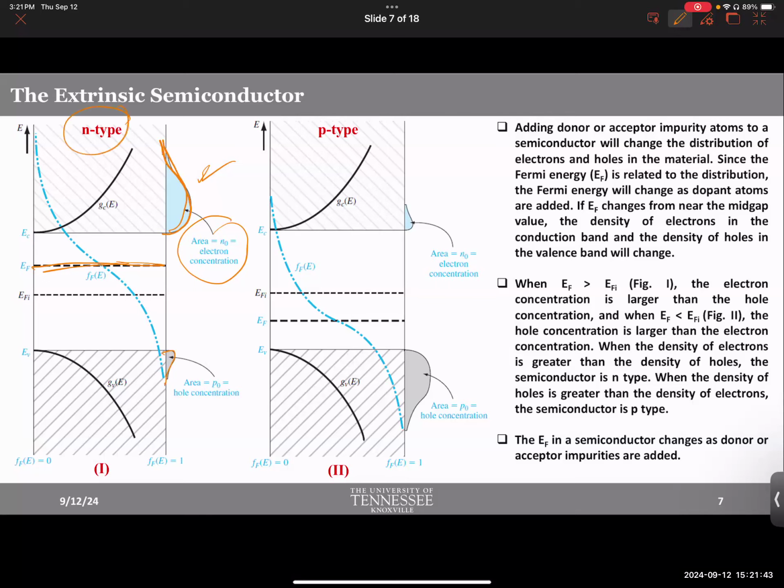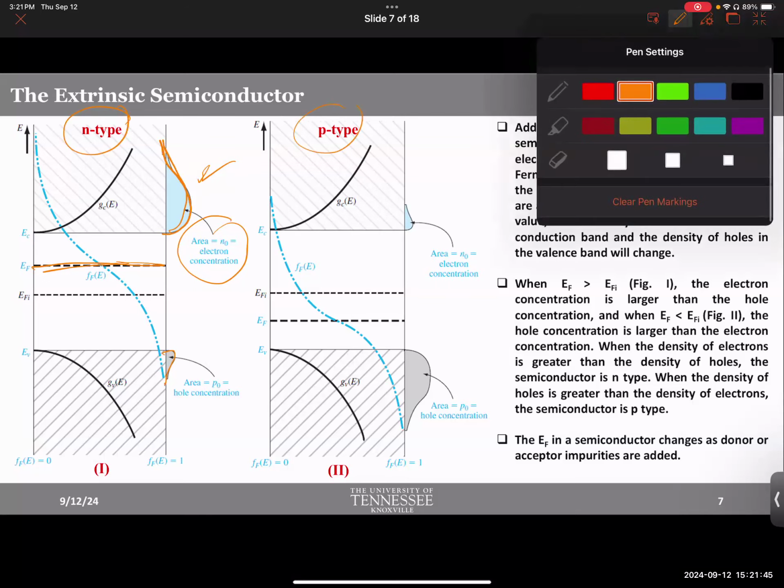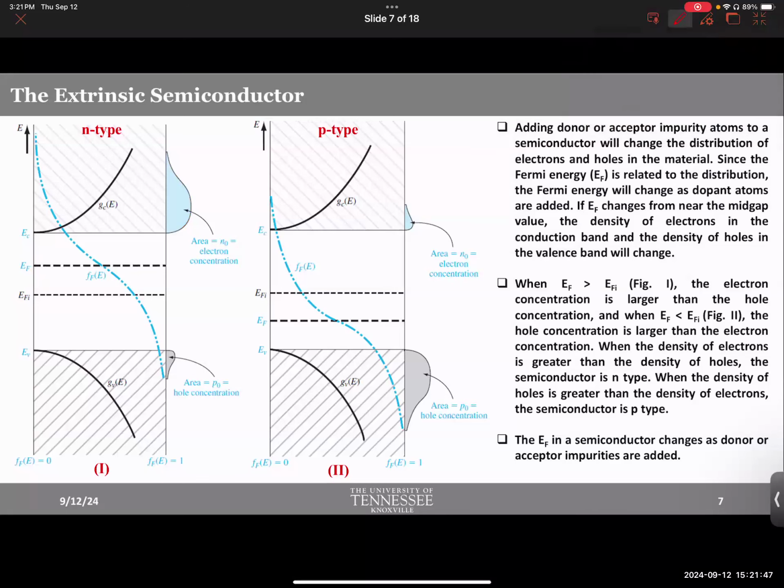Now, quite the opposite for p-type. For p-type, you basically move the Fermi level down. Instead of in the middle, you just move it down. And exactly the opposite scenario occurs. The area of this curve increases, the other one reduces. So basically, we could just portray it in a way that you have more holes than electrons.